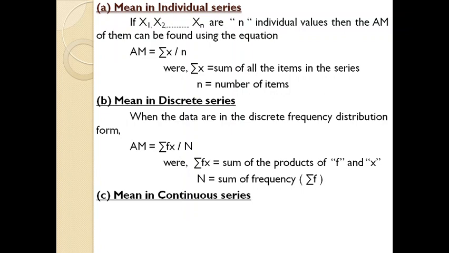You might have a confusion, or you might need a clarification, about why we are taking the mid value. For example, in the class 20 to 30, why can't we take 20 or 30? Instead of that, we are taking 25. The rule is that frequency always concentrates in the middle. That is why we are taking the mid value.